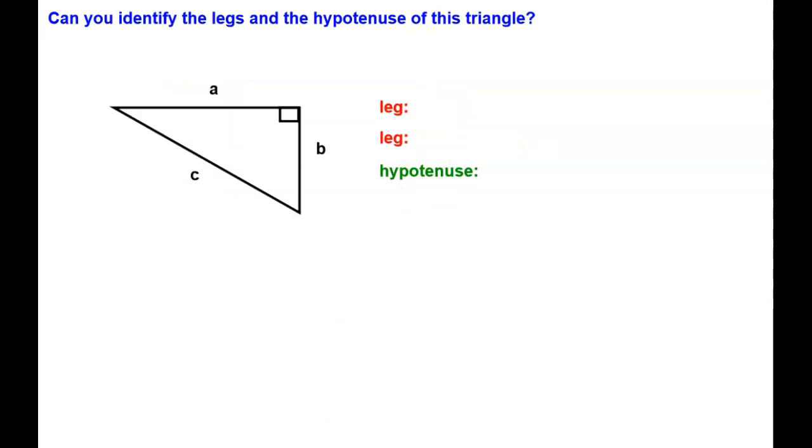What about this one? What if I didn't use numbers this time? If I don't use numbers, then you can't find the longest side. So you've got to use the other trick, which is that the hypotenuse is across from the 90-degree angle. So in this example, the hypotenuse would be the letter C. And the legs are A and B. Again, in any order.